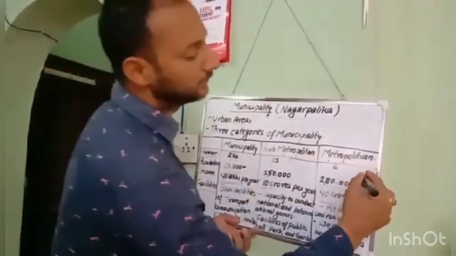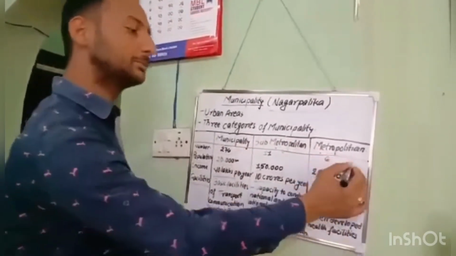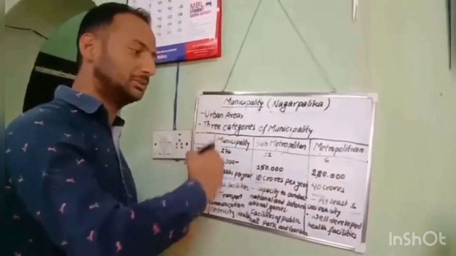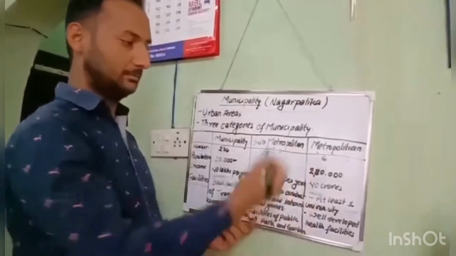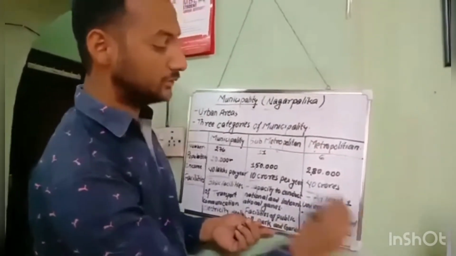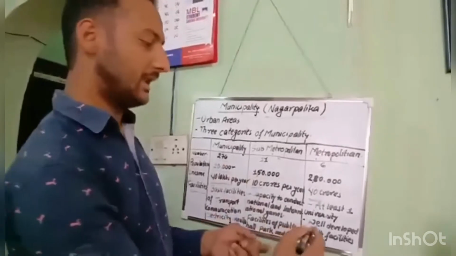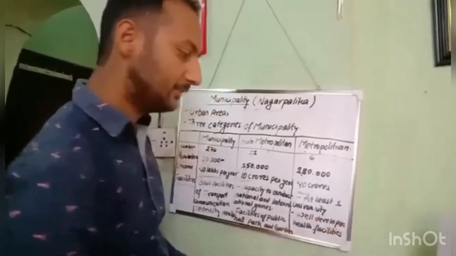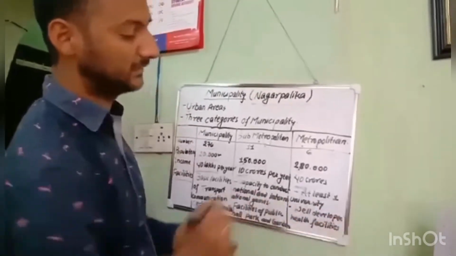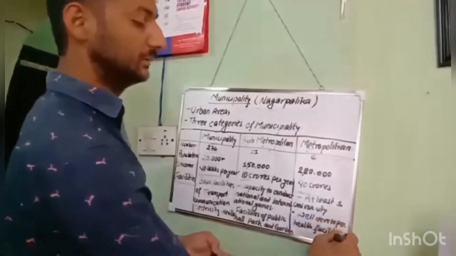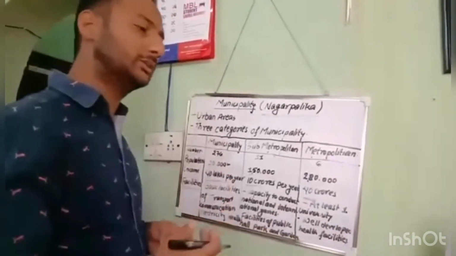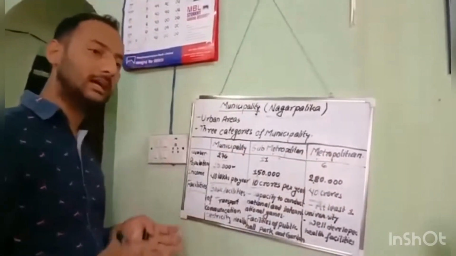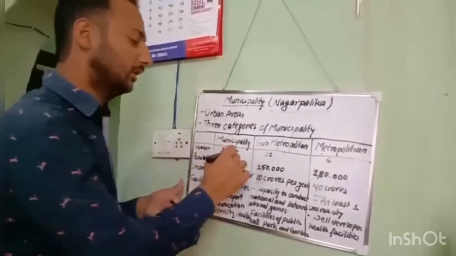Now let's go to the metropolitan city. The metropolitan city should have the facilities that the municipality and sub-metropolitan city already have. Besides this, there should be at least one university in the metropolitan city and well-developed health facilities. Both of them should have international quality facilities. And one more criterion to be a metropolitan city or sub-metropolitan city is that it should already be a municipality.